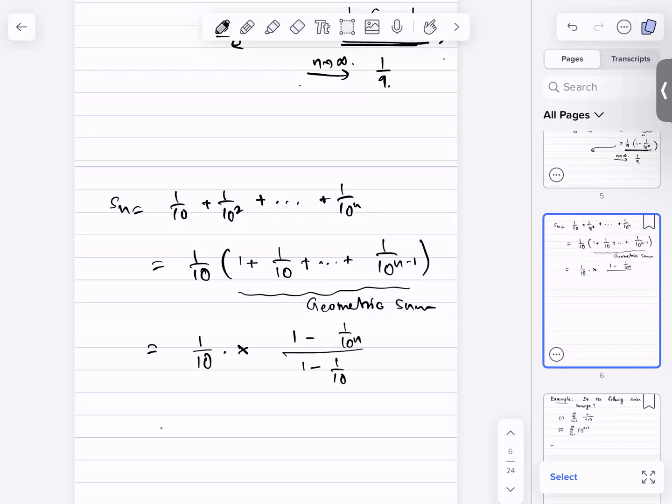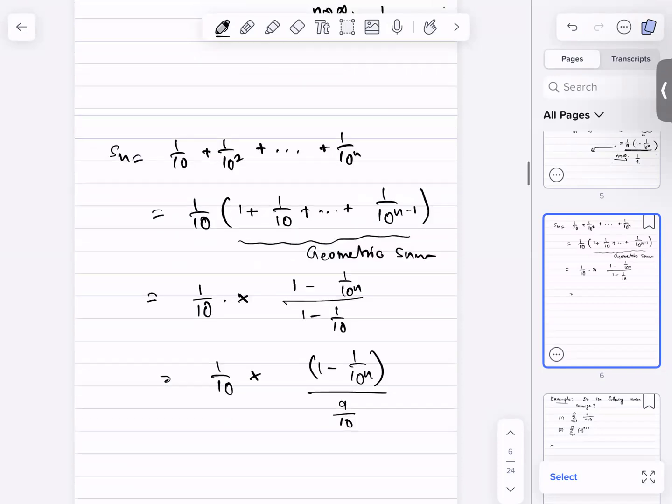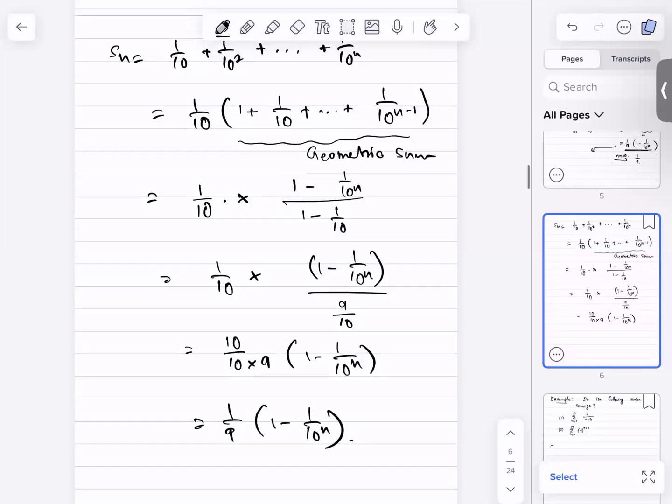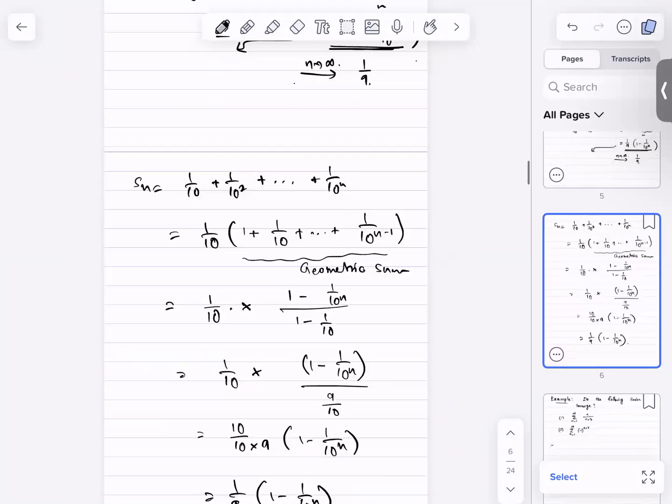1 minus 1 over 10 to the n over 1 minus 1 over 10. So this is just 1 over 10 times 1 minus 1 over 10 to the n, and then 9 over 10, which is 10 over 10 times 9, 1 minus 1 over 10 to the n. So this will be 1 over 9 times 1 minus 1 over 10 to the n. So the formula for Sn is basically coming from the geometric sum.